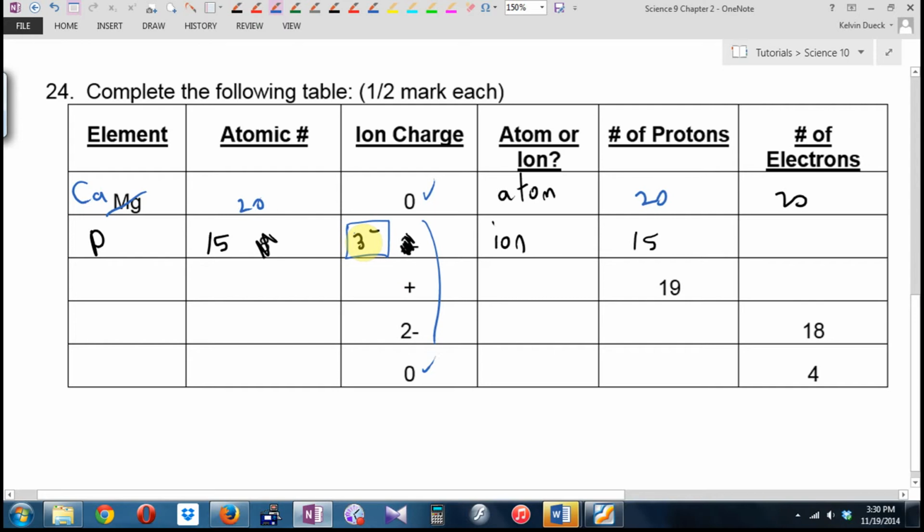That means it's picked up 3 minuses. What are minuses? Protons or electrons? Electrons. This is from chapter 1, right? So, Kiana, it has picked up 3 minuses. What are minuses? Electrons. Normally, how many electrons would it have? 16.